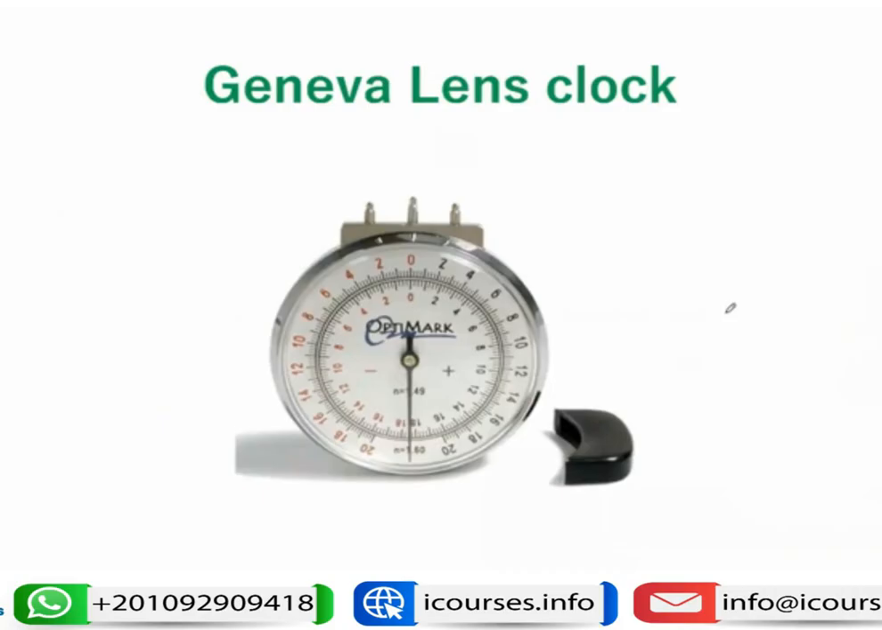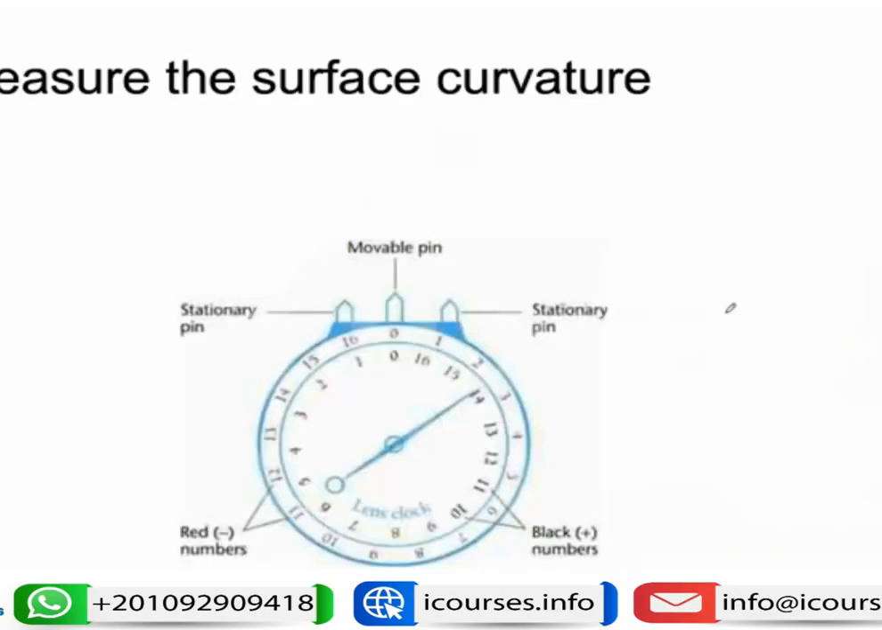Another historical method that was used to measure the power of the lens is called the Geneva lens clock. Maybe it is still used in some hospitals, but I'm not aware of any hospital that is working with it. But let me just tell you its principle. This Geneva lens clock has 3 pins, one which is movable and 2 which are stationary.